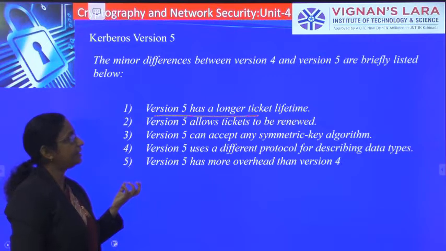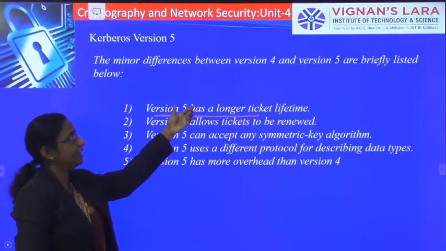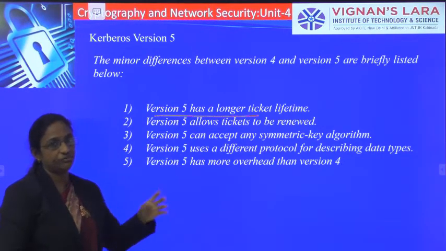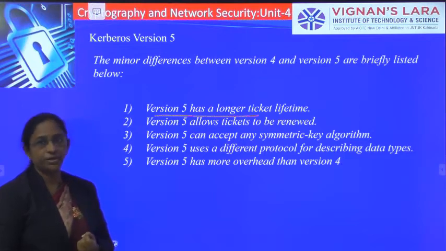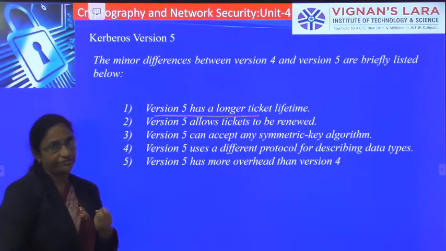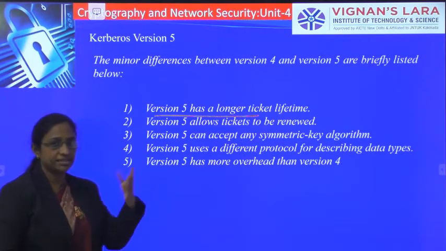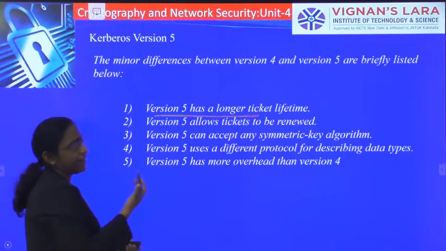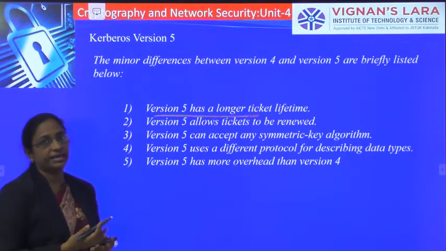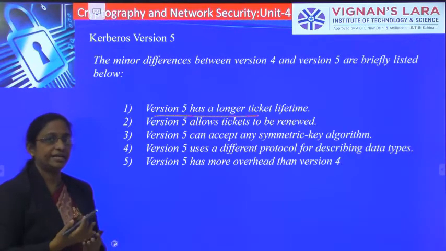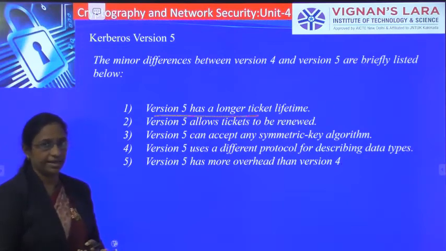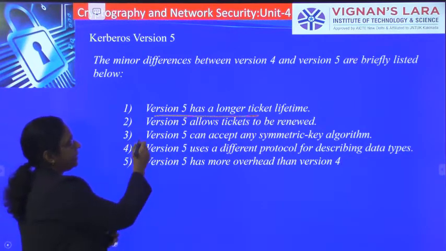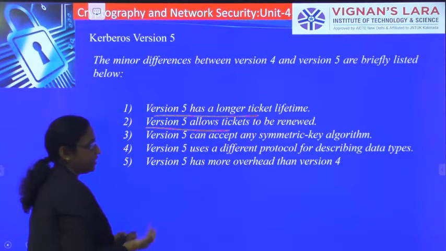The ticket that Alice receives in version 4 has a shorter lifetime, so within that lifetime only Alice has to access the server. Whereas in version 5, the ticket lifetime is longer, and Alice can access the server with that ticket for a longer life.